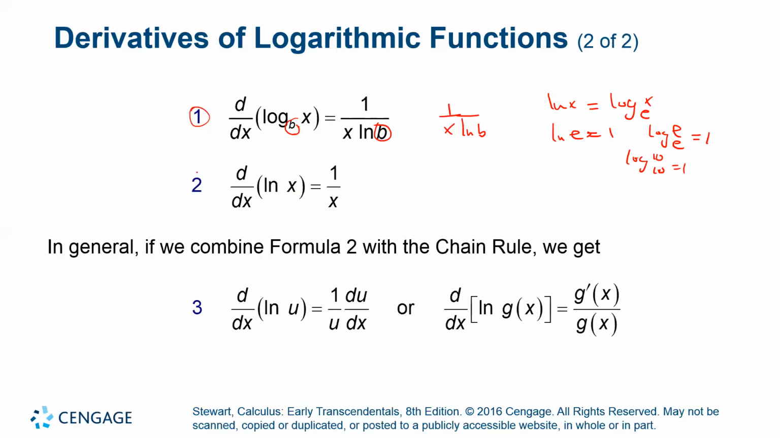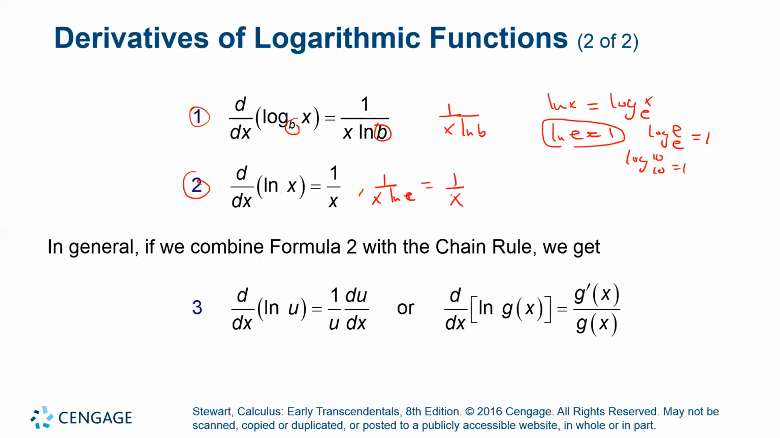The second definition is that you have the natural log of x. This is just equal to 1 over x, because you had 1 over x times the natural log of the base, but the base is e, and the natural log of e is 1.